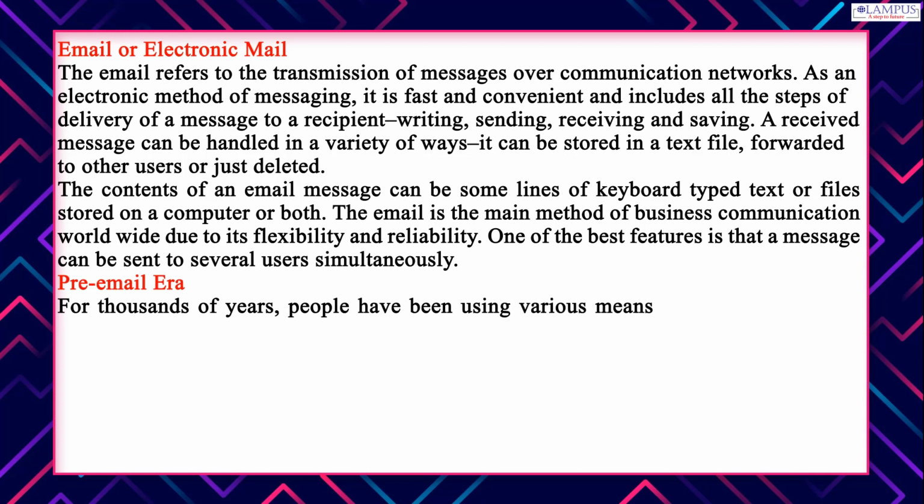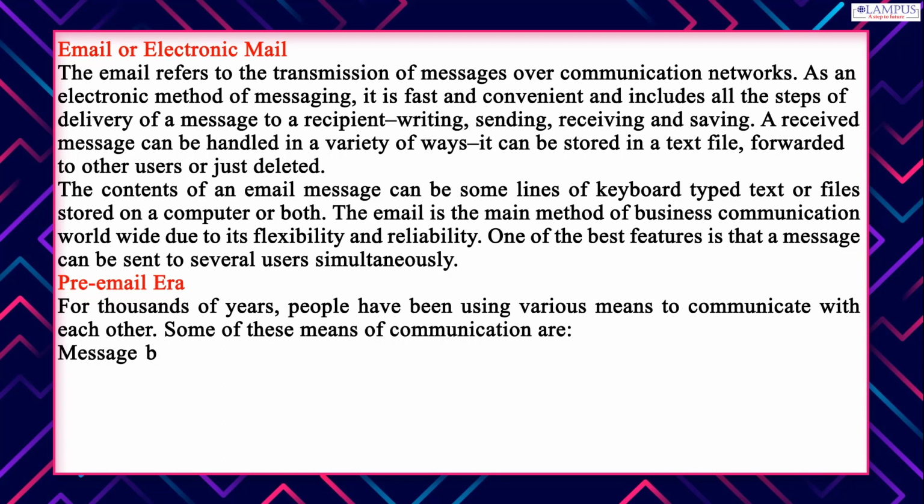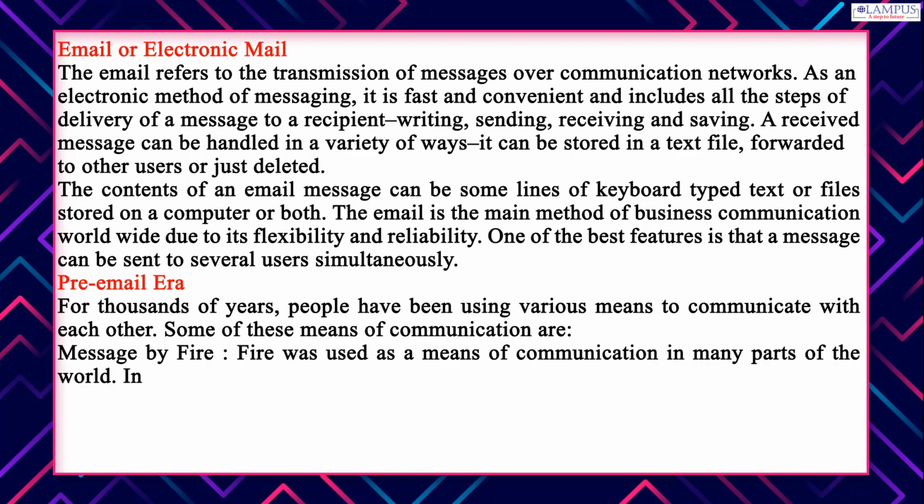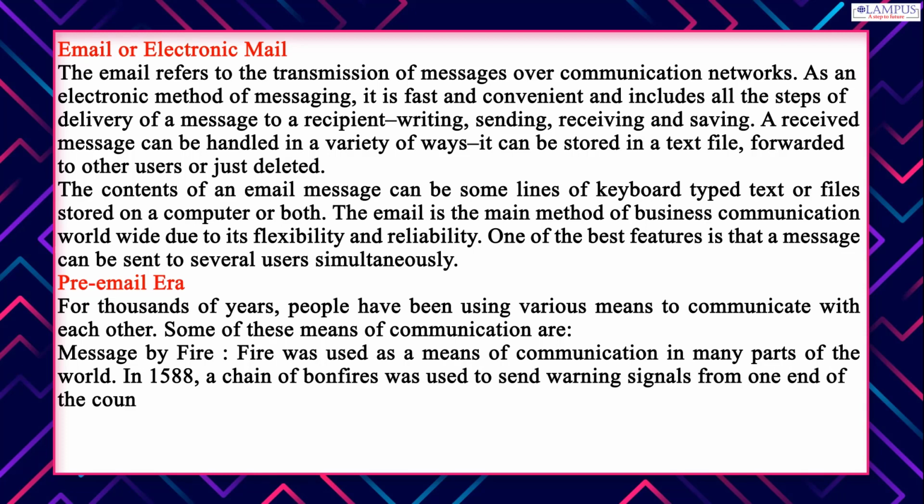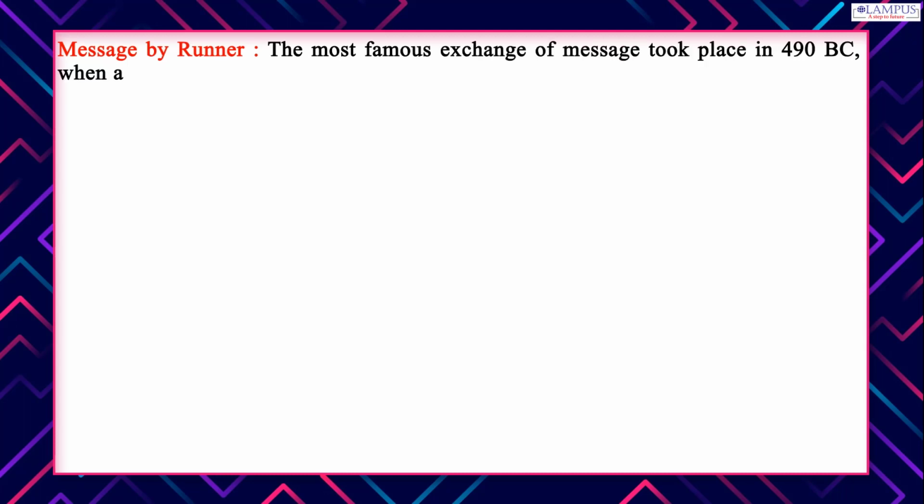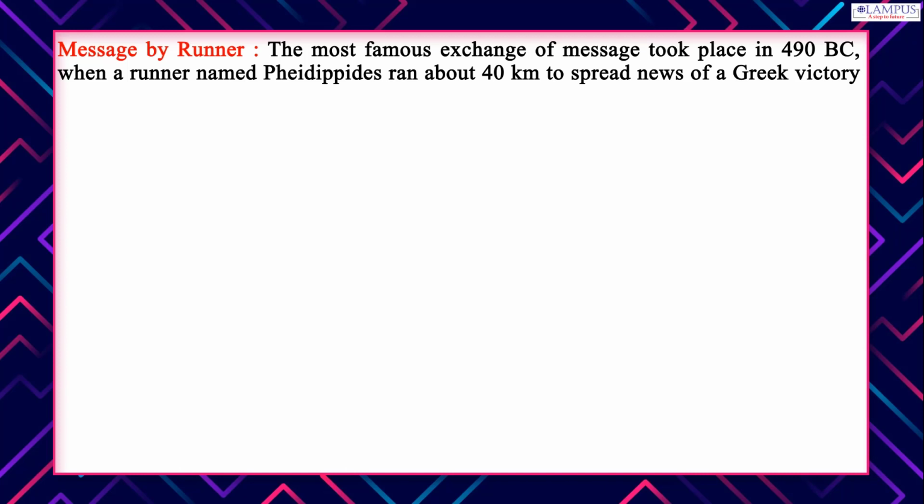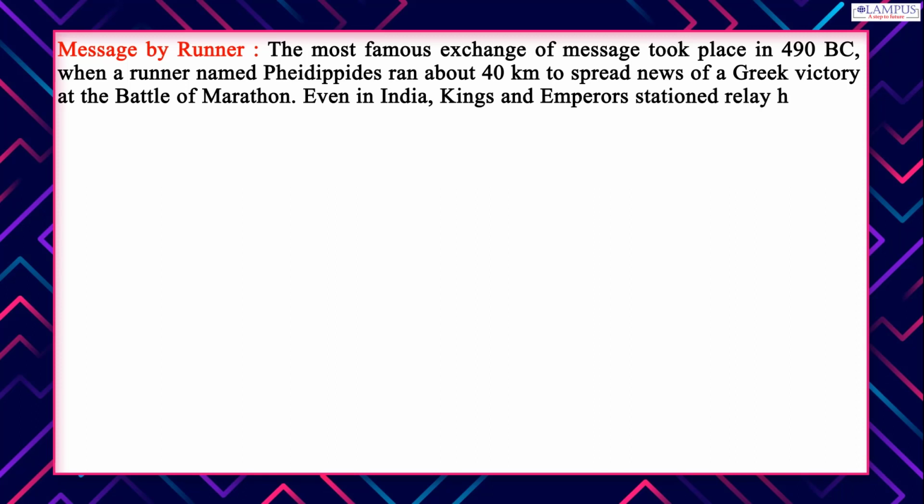Pre-email era. For thousands of years, people have been using various means to communicate with each other. Some of these means of communication are message by fire. Fire was used as a means of communication in many parts of the world. In 1588, a chain of bonfires was used to send warning signals from one end of the country to the other. Message by runner. The most famous exchange of message took place in 490 BC, when a runner named Phidippides ran about 40 kilometers to spread news of a Greek victory at the Battle of Marathon. Even in India, kings and emperors stationed relay horses to spread messages from one place to another.